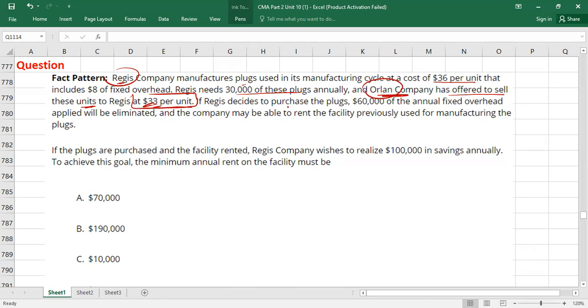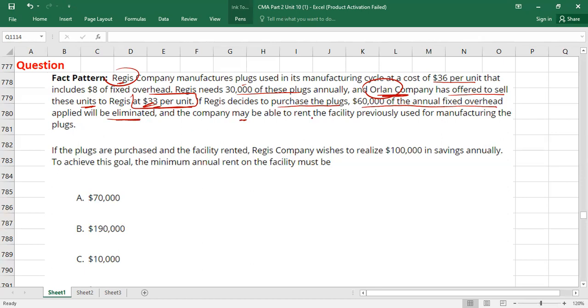If Regas decides to purchase the plugs, if you have decided that you are going to buy the plugs from outside, then 60,000 of annual fixed overhead applied will be eliminated. Great. So this 60,000 would be eliminated if you buy it from outside. It means this 60,000 is a relevant cost, because we were incurring it due to the manufacturing of this product, and it will be eliminated if you buy from outside.